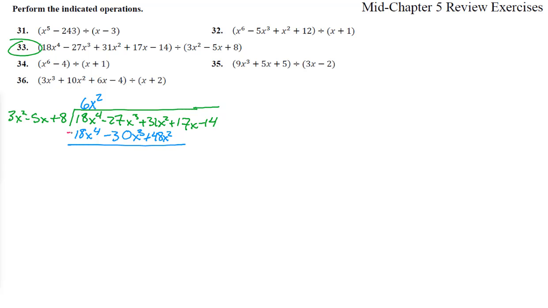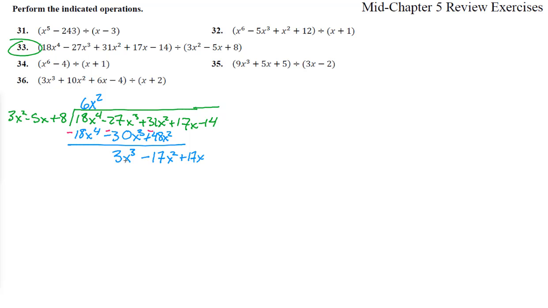We now subtract, and we're left with, that one's gone. Negative 27 minus a minus 30 is positive 3x cubed. 31x squared minus 48 is minus 17x squared. And then drop the new term down, plus 17x. And see what we get there.